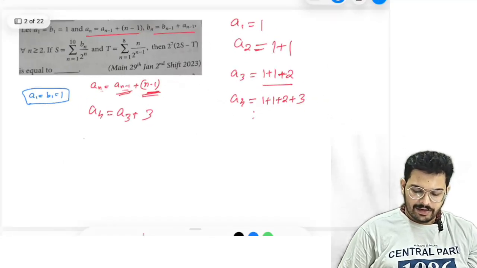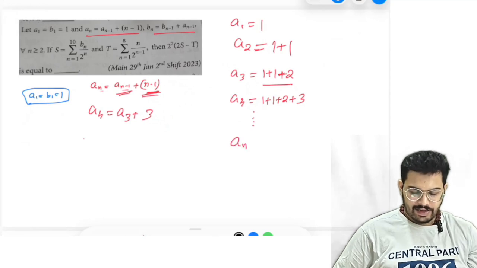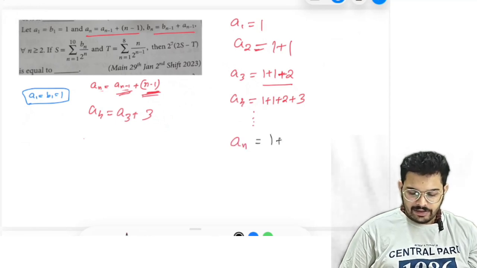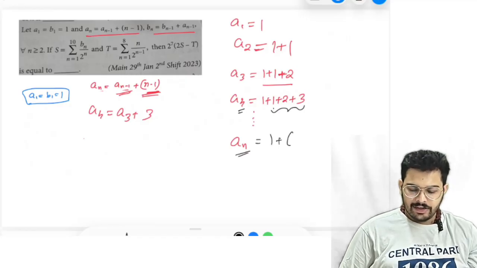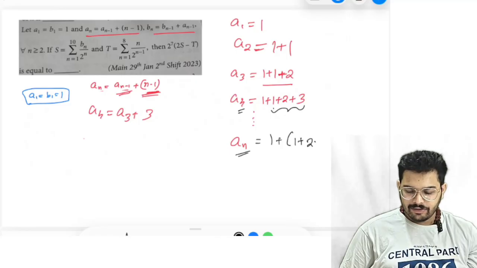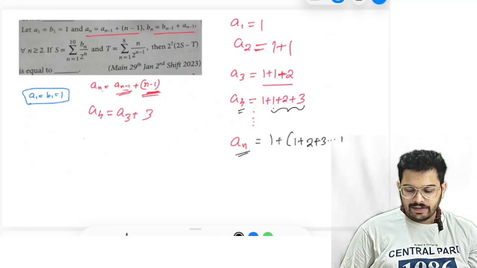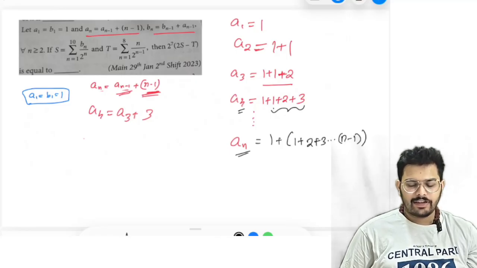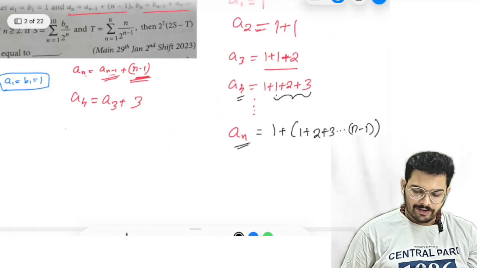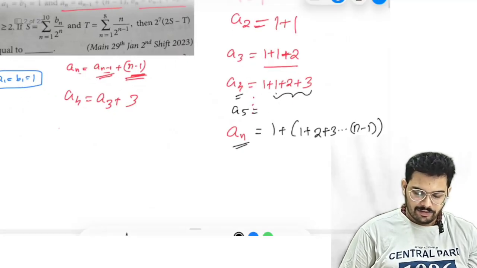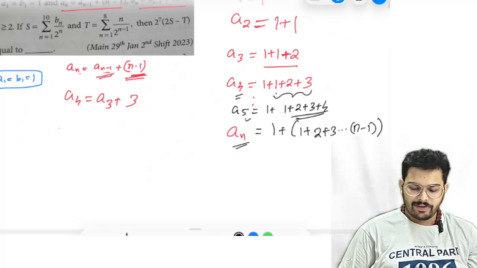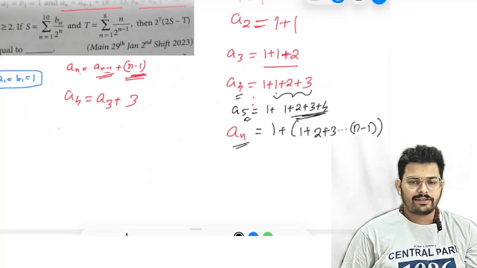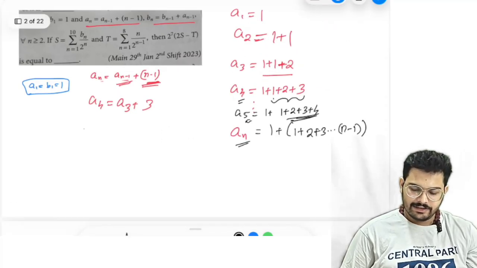Therefore, if you want to find an, it will be 1 plus the sum of natural numbers 1 plus 2 plus 3 and so on till n minus 1. For a4 we need the sum till 3. Suppose you want to find a5, it will be 1 plus 1 plus 2 plus 3 plus 4, taking the sum till the previous number. That's how we get an in general.